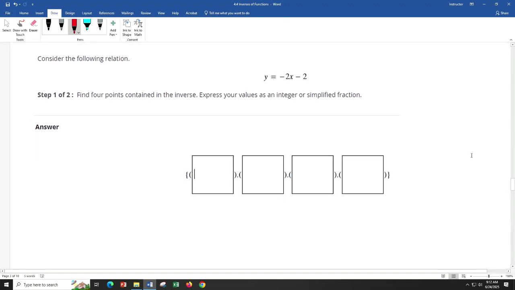Find 4 points contained in the inverse. Express the values as integers or simplified fractions. Okay. I'm going to show you 2 ways to do this. And this one has a step 2. First off, just looking at the function. What type of function is this?